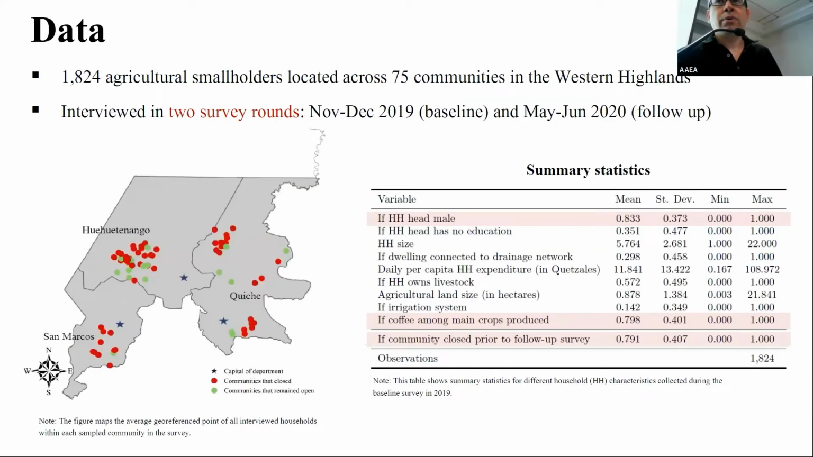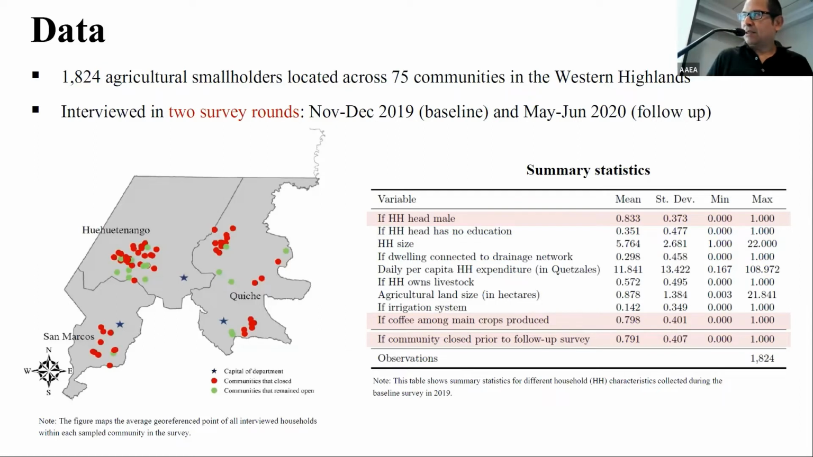The data comprises 1,824 agricultural smallholders. They are located across 75 communities in the Western Highlands of Guatemala. These are three departments: Huehuetenango, San Marcos, and Quiché. For people who don't know Guatemala, this is the area with the highest poverty rates, over 60%, and also stunting, chronic malnutrition, is over 50% in those areas.